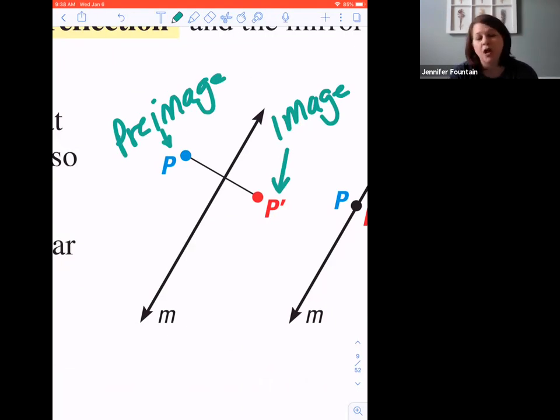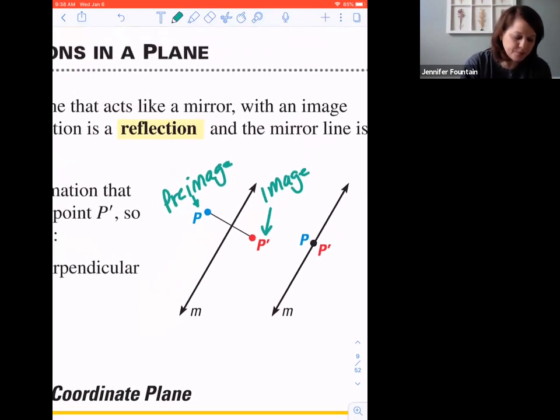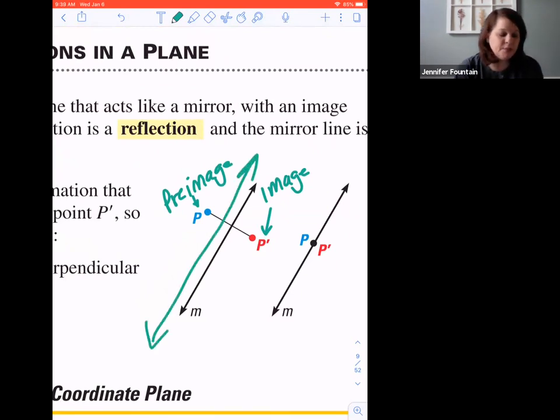Okay, so maybe you're not always going to have the color option of blue to red. So if you just memorize it, like if it was actually just typed on an assignment or typed on a test and you didn't have the color option, just know that when I see a single letter, that is my pre-image. When I see the same letter with the prime symbol, that is my image. Okay, so that is my mapped image. So we can see that my line, that is my mirror line.